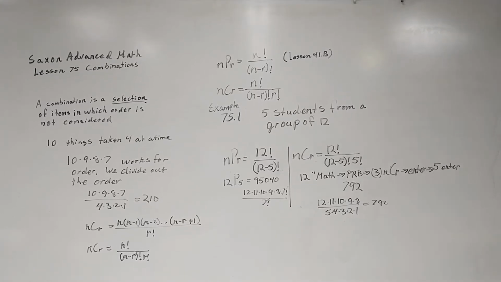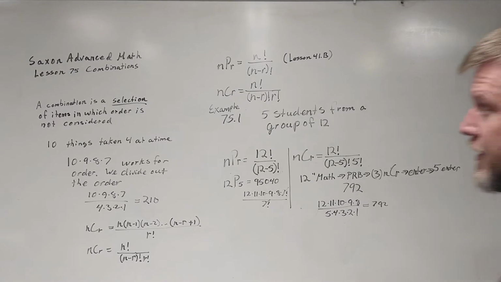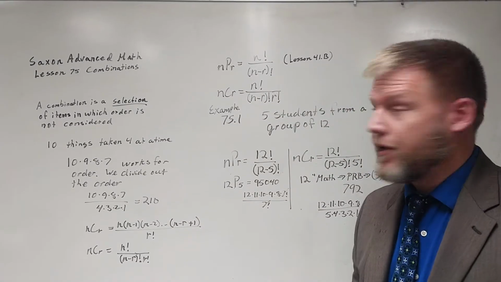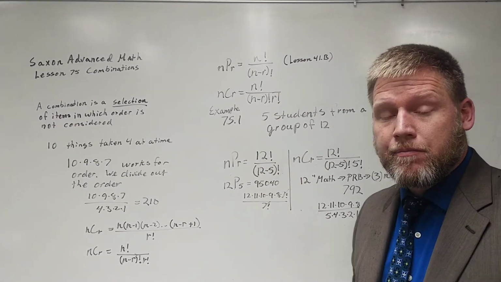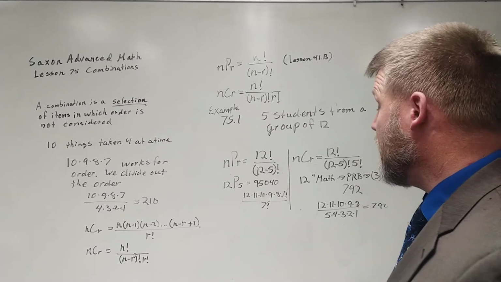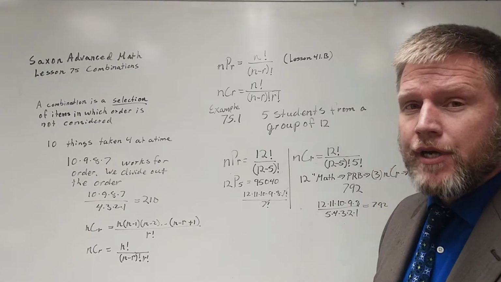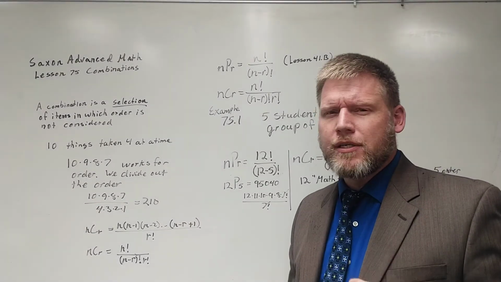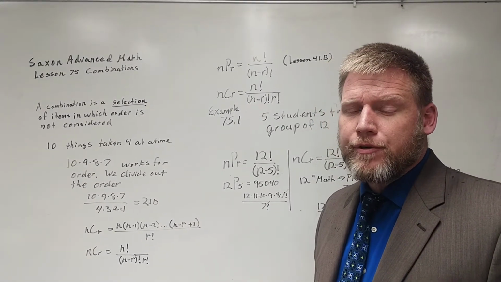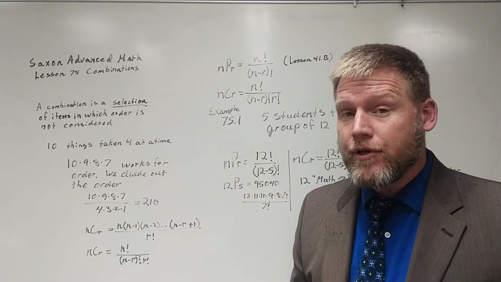This is Saxon Advanced Math Lesson 75, and this is dealing with combinations. Now, I'm going to review just a quick minute here on lesson 41B, which was permutations. A combination is really similar to a permutation, with the only difference being I don't care about the order of the units that I'm taking.